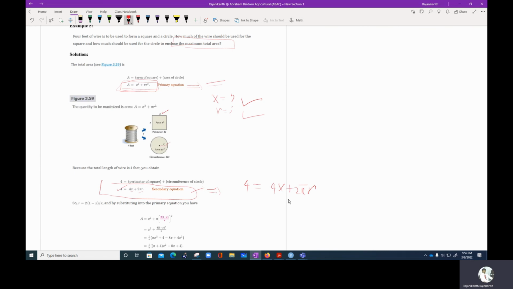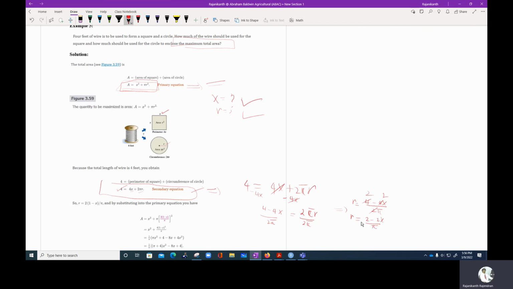So I could subtract 4x from both sides. So I will get 4 minus 4x is 2 pi r. I'm solving for r, right? So I'm dividing by 2 pi on both sides. So this will give you 4 minus 4x over 2 pi. That is nothing but r, right? Now you could simplify this fraction, divide by 2 everywhere, which will give you 2 minus 2x over pi.